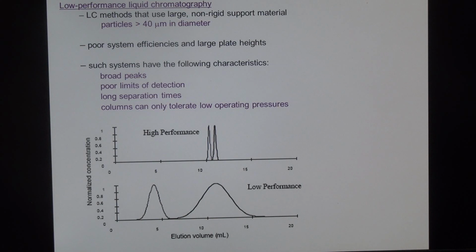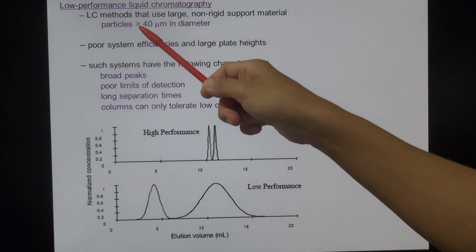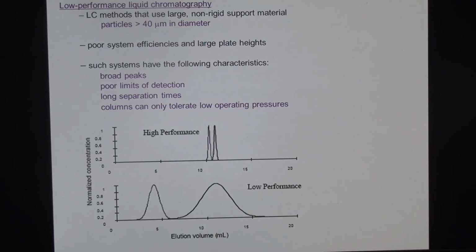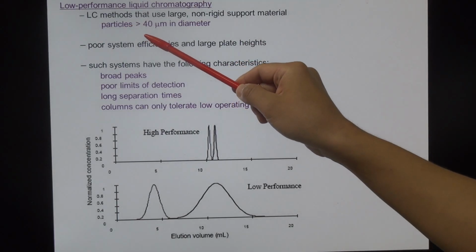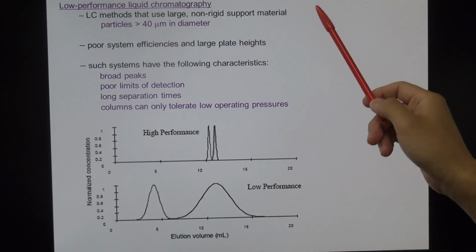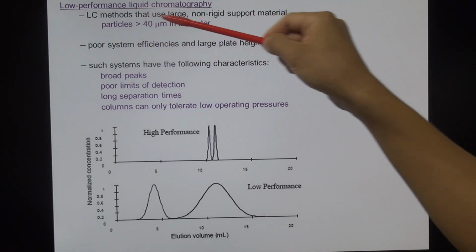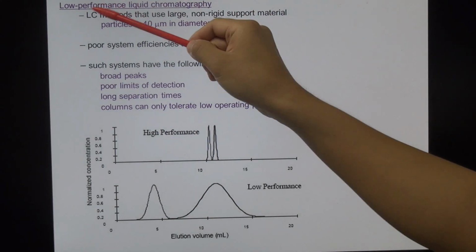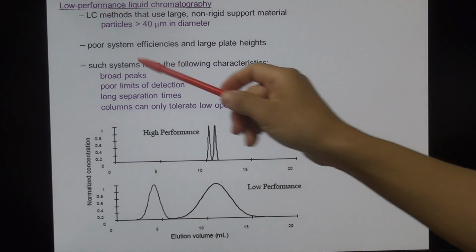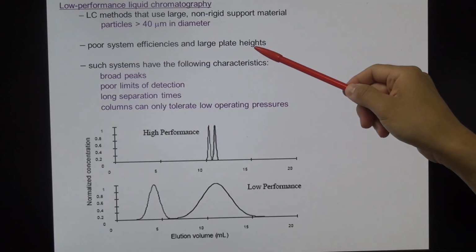So basically, for low performance liquid chromatography, the support materials have relatively large size, over 40 micrometer. If you recall the characteristics of plate height h, when particle size is smaller, the efficiency of the column increases, right? So if particles are really large, the efficiency, the resolution is not that good, right? Since they are low performance, okay? So they have relatively poor system efficiencies and large plate heights.